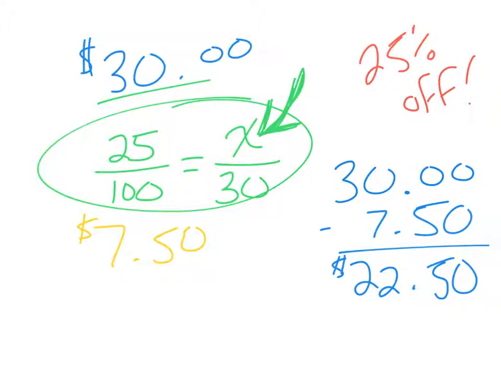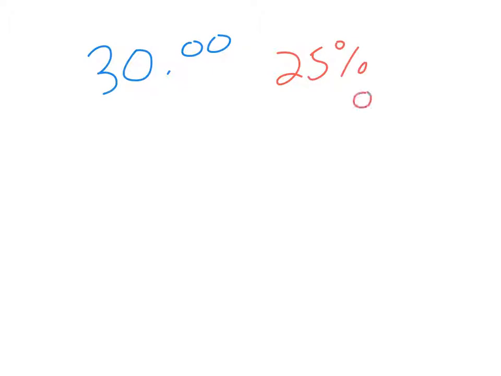Instead of doing all the stuff that we did there, let me remove this. I'm going back to the exact same problem. So something was $30, and again, remember today it's 25% off. So then what we can do instead, if the proportion setup is exactly correct.